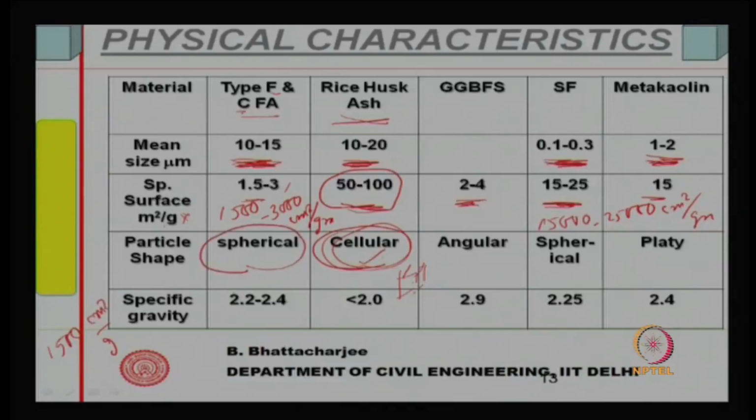Whereas these are spherical particles, GGBFS is ground. So, therefore, they are angular in nature, ground granulated blast furnace slag. This is again spherical and these are platy. So, shape wise if you see, this is cellular, that is why this shows much higher value. Specific gravity is in a similar range except for GGBFS, which has got more lime than any other material, and all others have close to 2 or 2.2, 2.25, 2.4 etc., right.